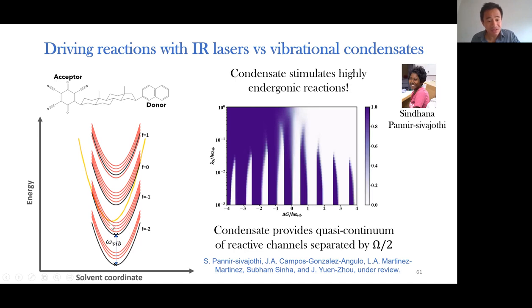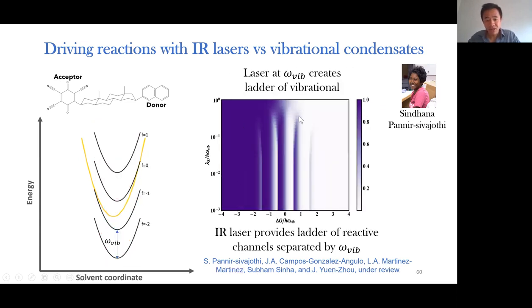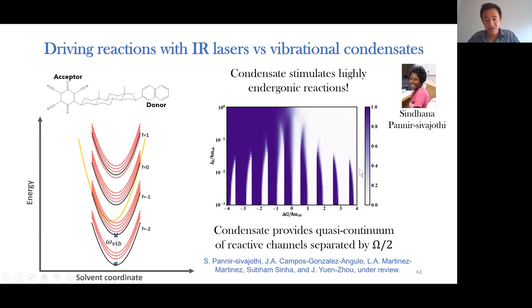Like this crossing means that going from the yellow to the red gives you almost no activation energy barrier. And that's why you get a much larger, much richer control of the yields of the reaction. There's a lot of physics that I should skip through here, but the point is that the condensate provides essentially a quasi-continuum of reactive channels separated by Rabi splitting rather than by vibrational excitation.